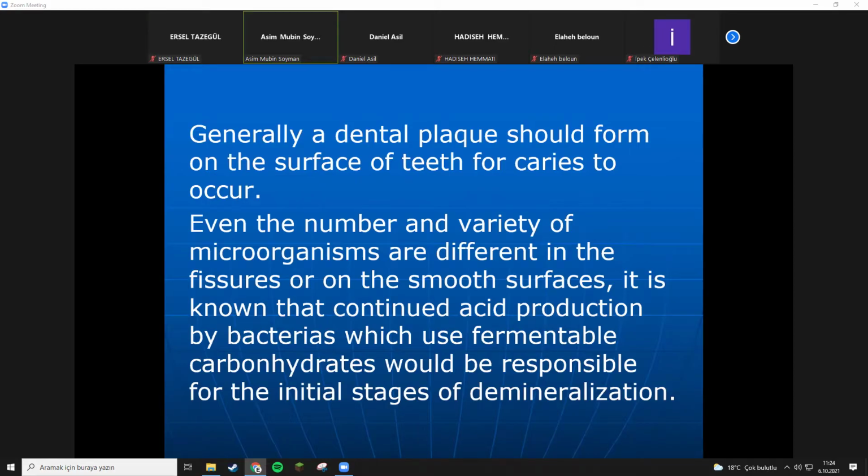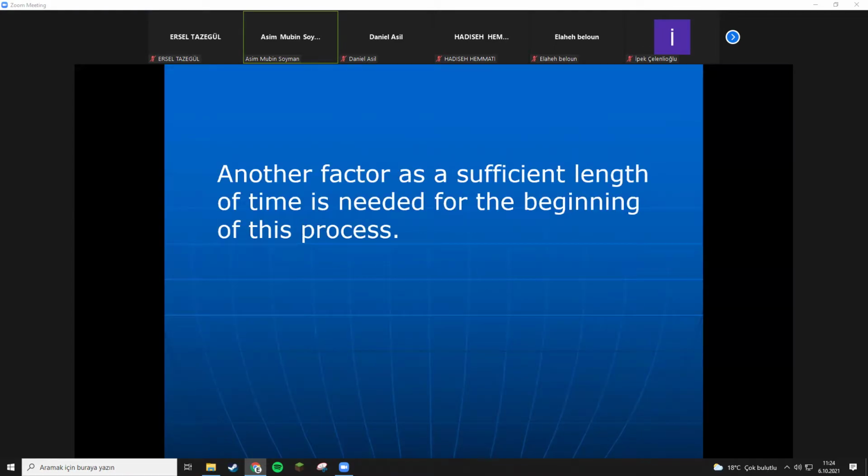But there is a fourth factor. This is another factor: a sufficient length of time is needed for the beginning of this process. What's the meaning of this? There is bacteria in the mouth, and they use carbohydrates to produce acids. And at the same time, let us suppose that the dental enamel is not very resistant against these acids, but the oral hygiene is very important.